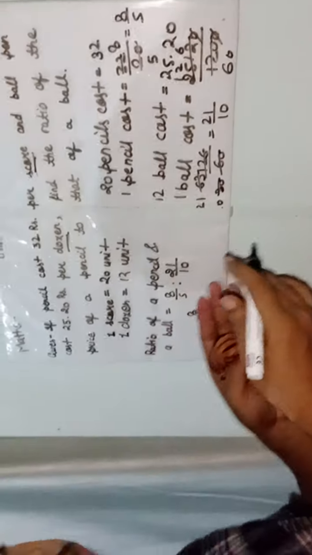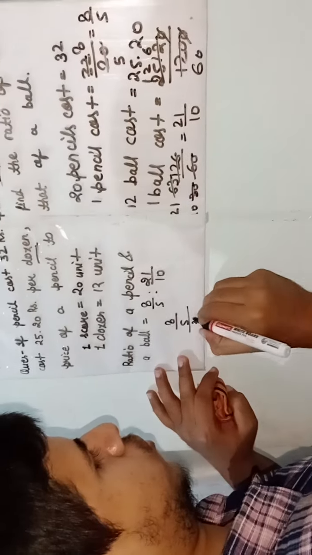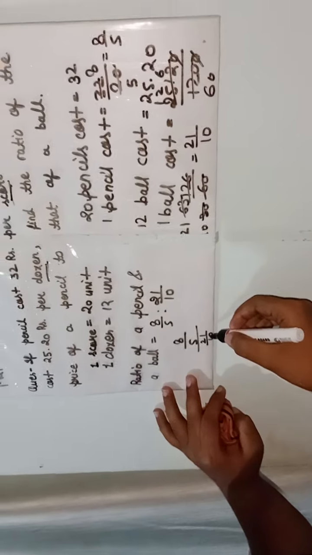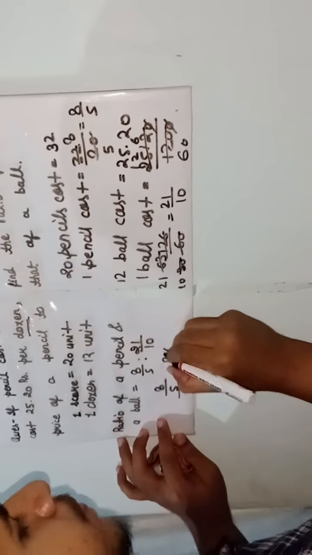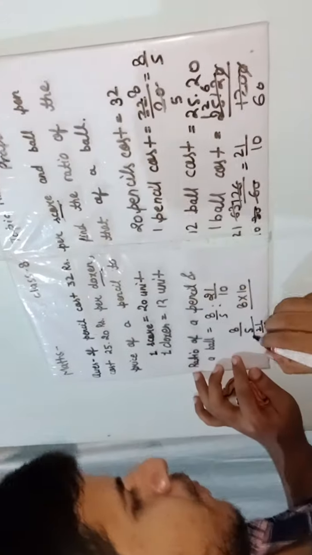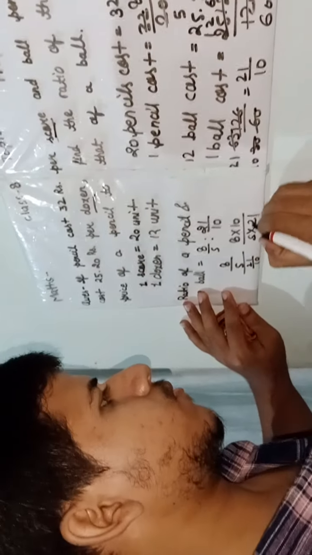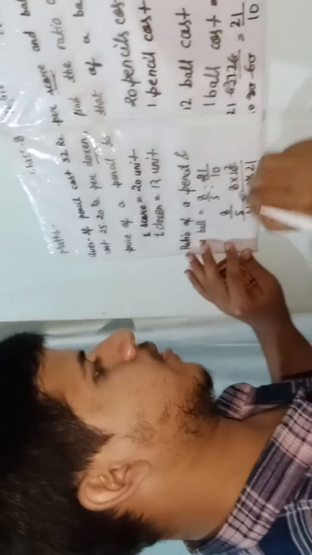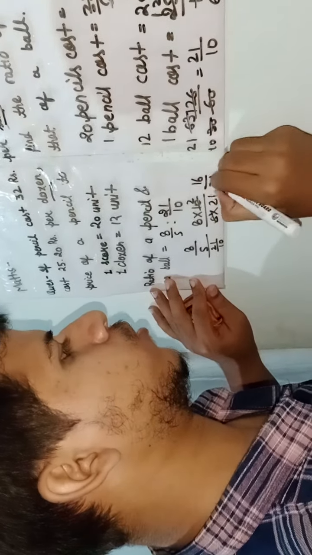Then 8 upon 5 ratio 21 upon 10. It can be changed into division. Then 21 upon 10, it is in lowest part. Then it is multiplied by the highest part. 8 multiplied by 10 and 5 multiplied by 21. Okay. And 5 ones are 5, 5 twos are 10. And 16 upon 21.